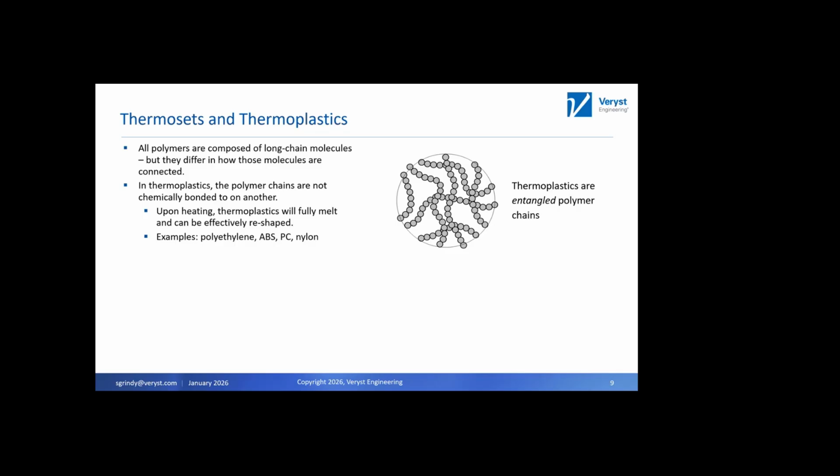You can think of thermoplastics like a plate of spaghetti. You have these really long strands, all entangled with one another, and that's how they resist deformation. It's those entanglements between chains that give the material its stiffness, strength, and all sorts of nice mechanical properties that we like when we make these kinds of devices. Some examples of thermoplastics are polyethylene, ABS, polycarbonate, or nylon.